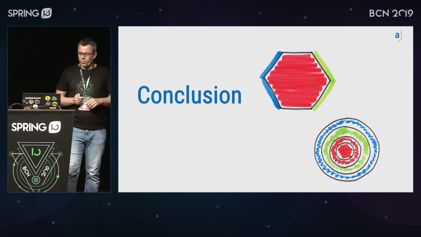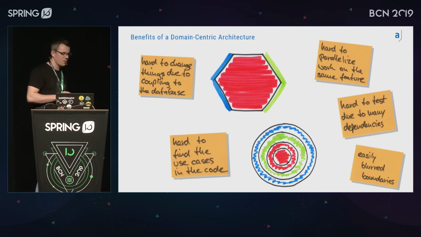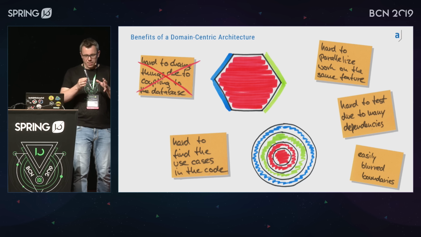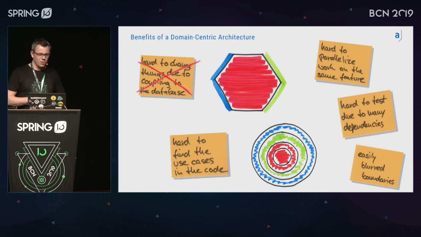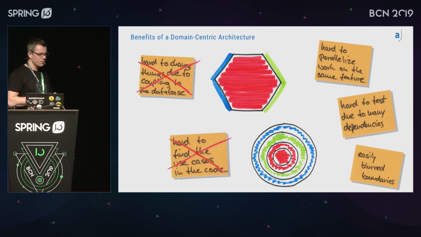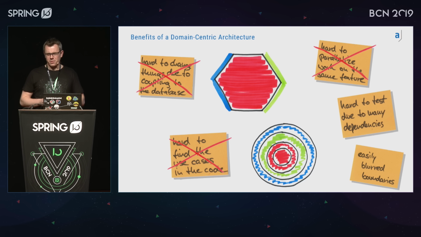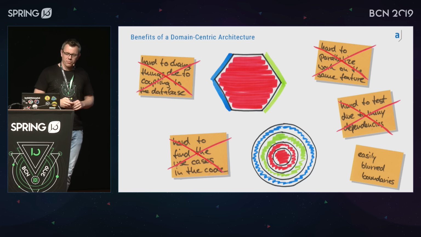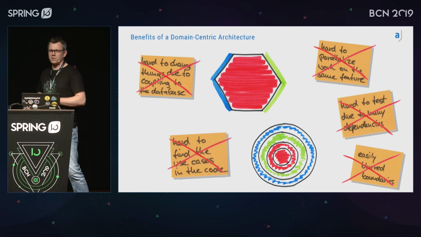Okay, to conclude, what are the benefits of a domain-centric architecture like clean architecture or hexagonal architecture? We have separate classes for separate reasons of change, so we don't have this coupling to the database. We can find our use cases better because we separate them in different classes. We can work in parallel better because we have cut things up into smaller pieces. It's easier to test because the dependencies are clear and the boundaries are no longer blurred so easily.